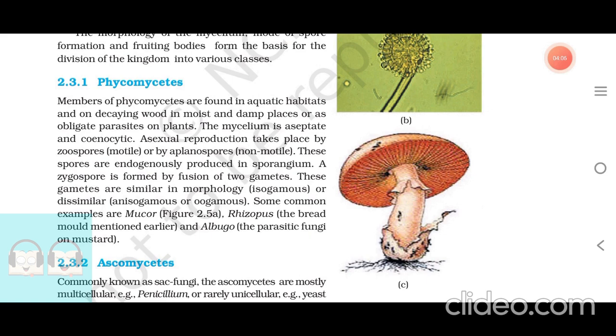A zygospore is formed by fusion of two gametes. These gametes are similar in morphology (isogamous) or dissimilar (anisogamous or oogamous). Some common examples are Mucor, Rhizopus (the bread mold mentioned earlier), and Albugo (the parasitic fungus on mustard).